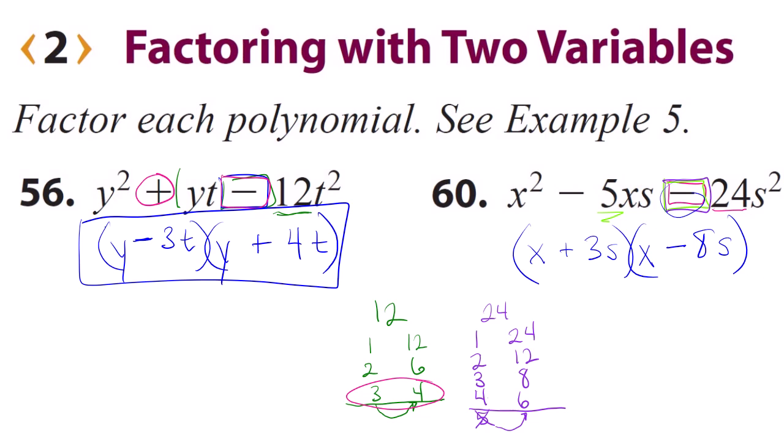Remember, if you ever need to check your answer, you can always FOIL this out. x times x is x squared. 3s times negative 8s is negative 24s squared. So we're good so far. To check this middle term, the one you have to think a little more about, you would multiply outer times outer: x times negative 8s is negative 8xs. Then 3s times x is positive 3xs. If you combine those like terms, negative 8 plus 3 is negative 5xs. So that's how we get that. It looks like we got the right answer, and that's how it's done.